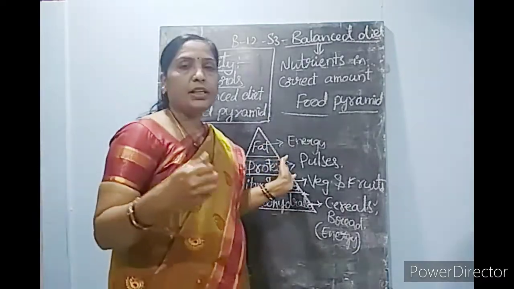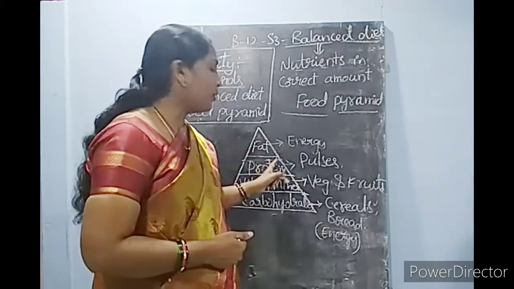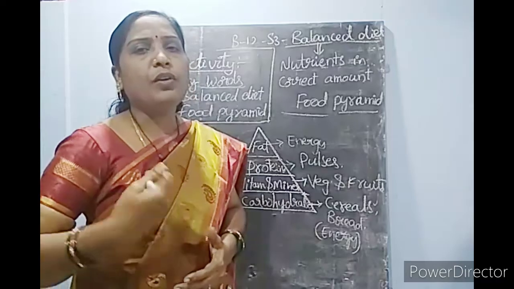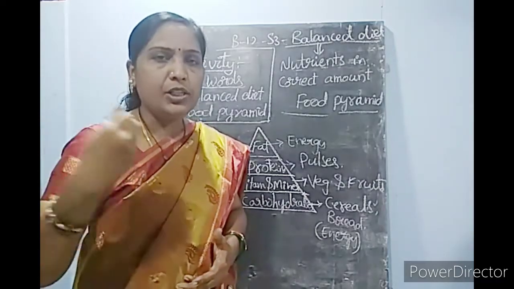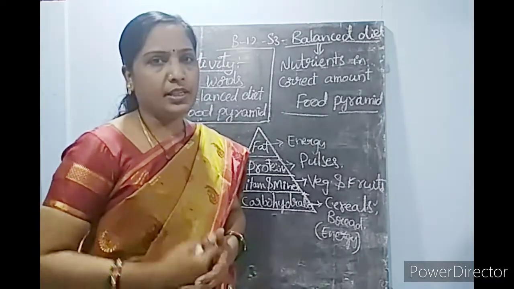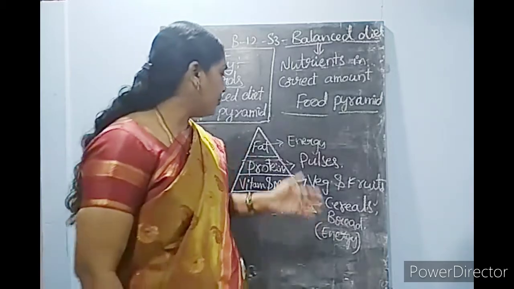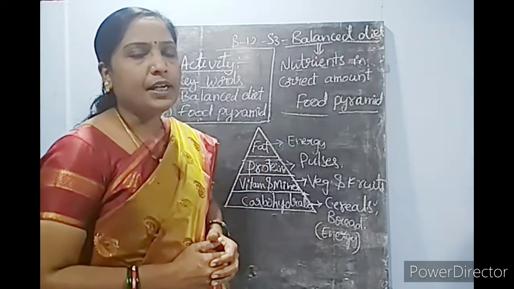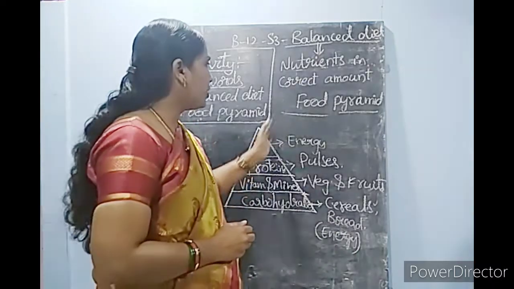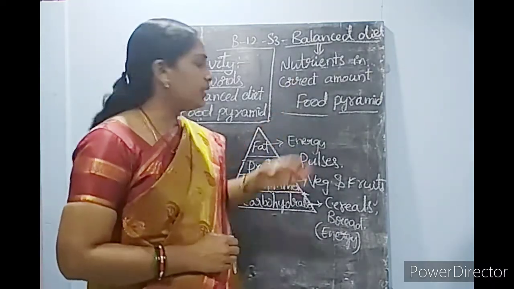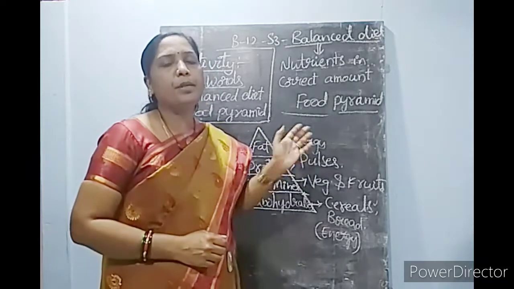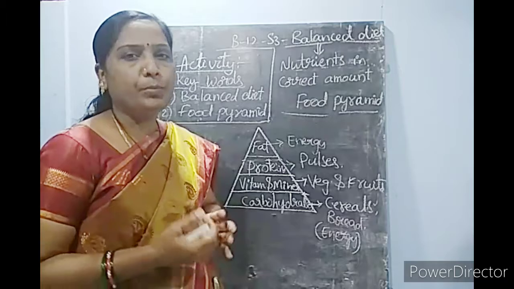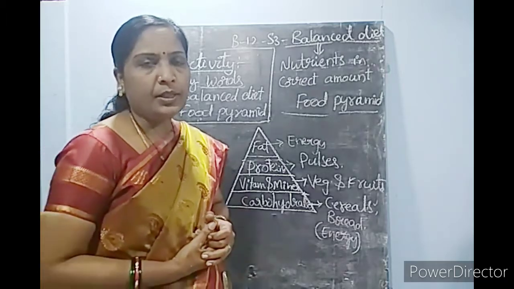Mostly the growing children like you need a greater amount of proteins for your body. You are growing so fast at adolescent age. So at that time you need more proteins. So this is a basic idea for you. You understood what a balanced diet is, what the meaning of food pyramid is, and in which amount each nutrient should be in your diet, right?